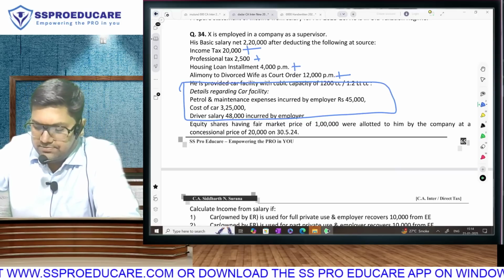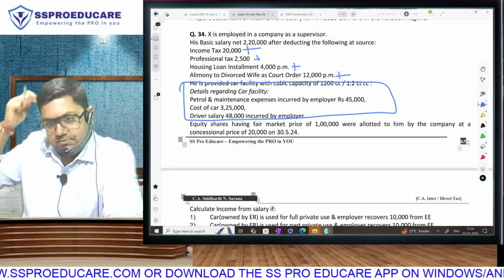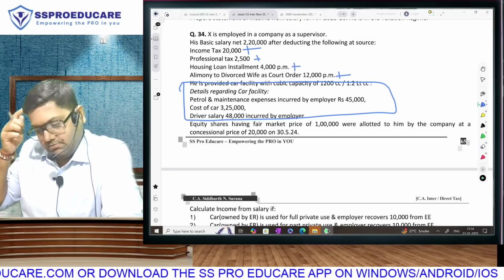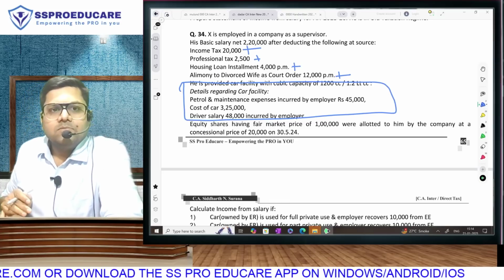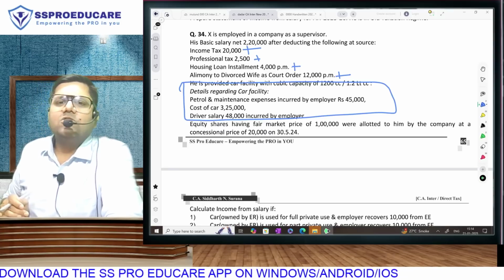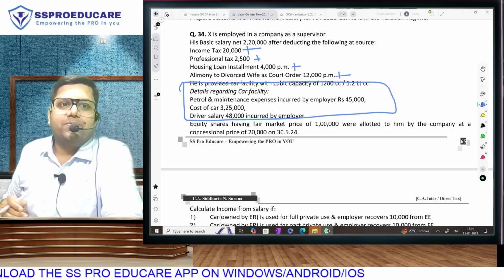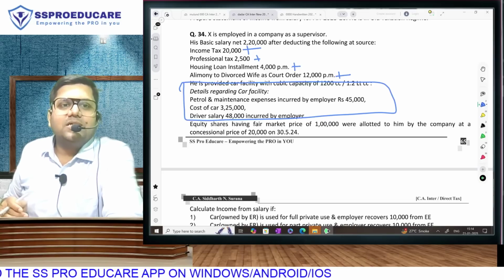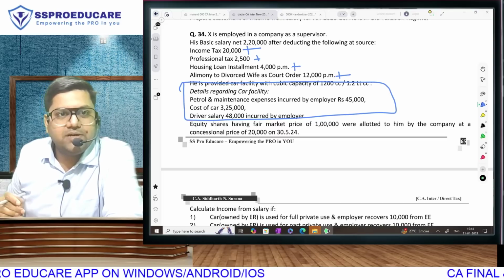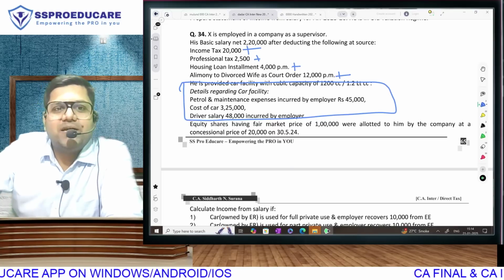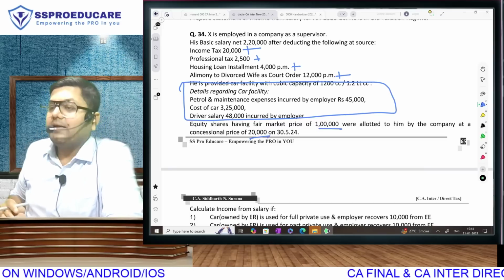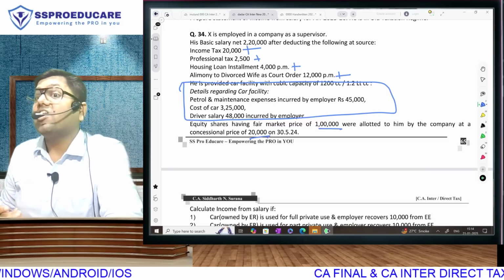Go ahead. Equity shares having fair market value of 1 lakh were allotted to them by the company at a concessional rate price of 20,000 on 30th May 24. For those of you who don't know, some may be knowing if you have studied this chapter in accounts anywhere, there is a concept called sweat equity shares, ESOP, where the employer organization's securities are given to the employees at concessional price. You are aware of the concept of ESOP, sweat equity? So if this employee goes and buys these shares in the market, how much he will have to pay? 1 lakh. But company is taking only 20,000. Is that a benefit that you are getting?